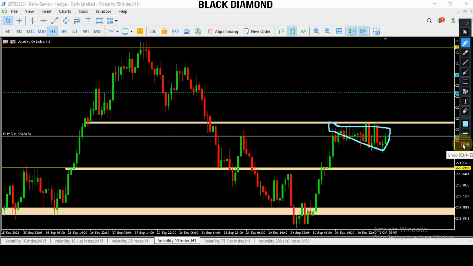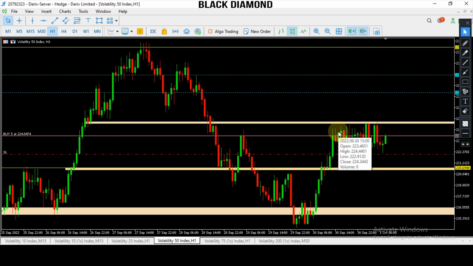So that being said, we can see we've already bought some 5 lots right here. So we're just waiting for the market to give us this push that we're anticipating. So basically I'm going to place my stop loss around here. That's my stop loss over there. And then for my take profit target, I have drawn these 2 lines here.